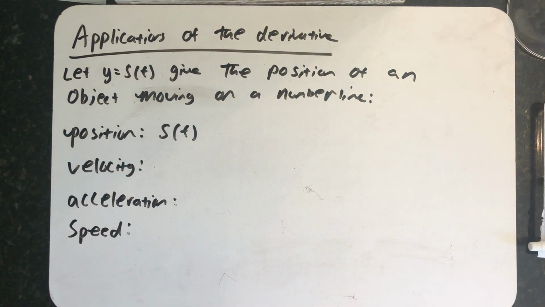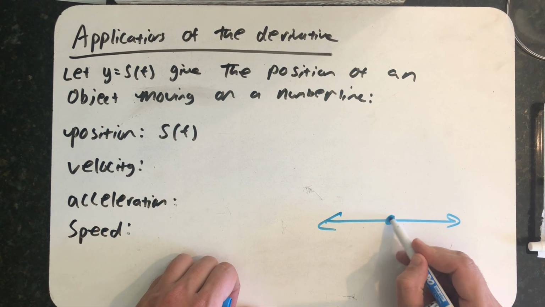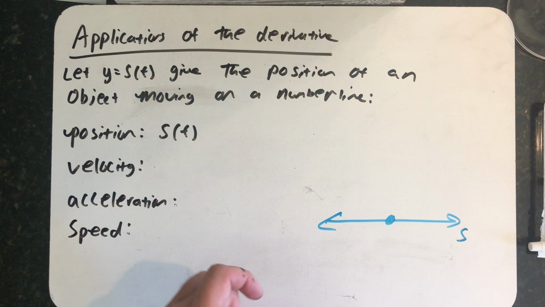Let's talk about applications of the derivative, but let's start in first calculus. Let y equal s of t give the position of an object moving on a number line. So I have a number line and an object on it. I can think of that as the s-axis. Every time I plug in a value t, I get out a position, right?